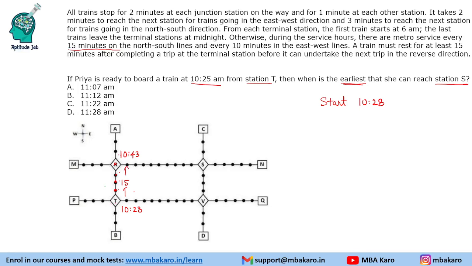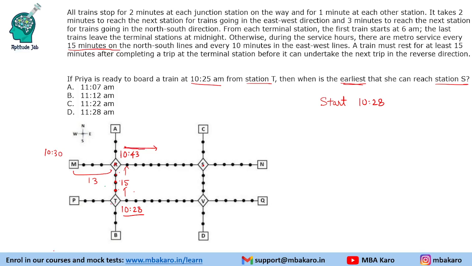Now we need to find at what time she can catch this train. We previously figured out that it takes 13 minutes for a train to start from this point. So the train that will be leaving at 10:30, she will be able to catch at 10:43, and now she will have to reach S using this train. So at 10:28 she will catch the first train, and at 10:43 she will catch the second train.